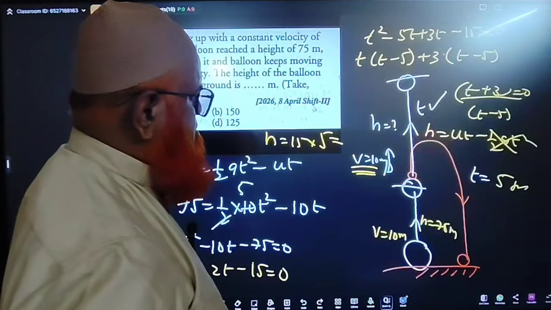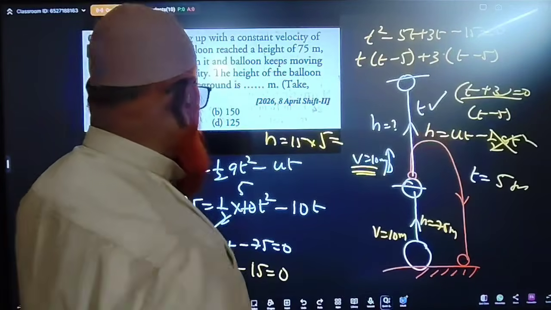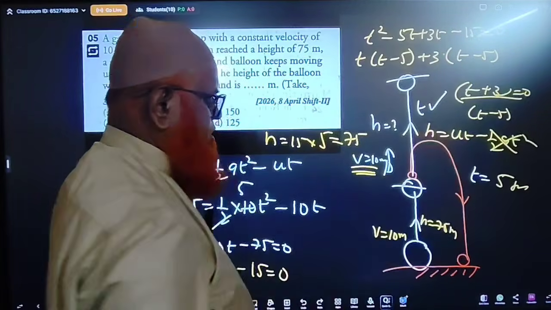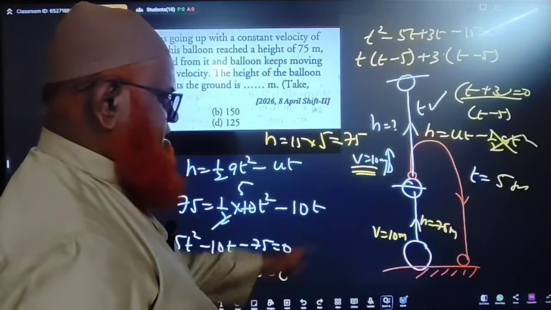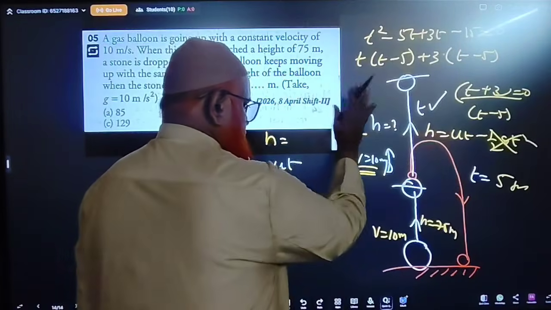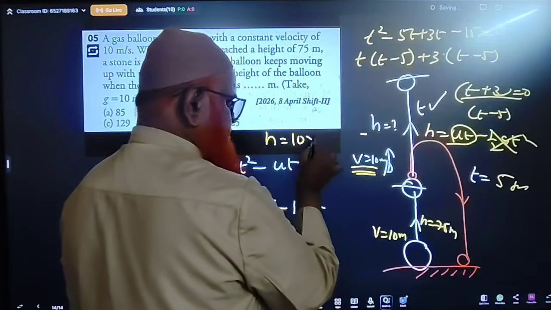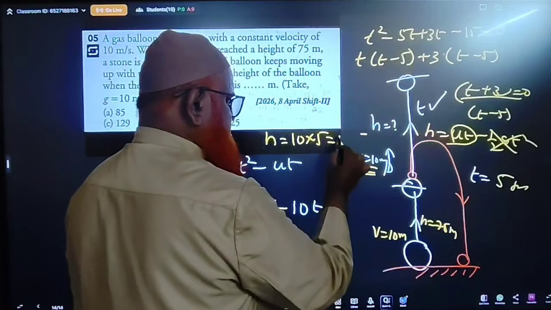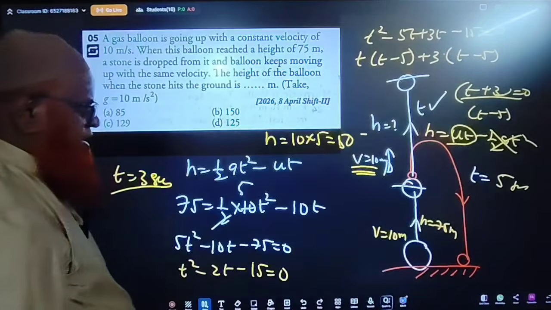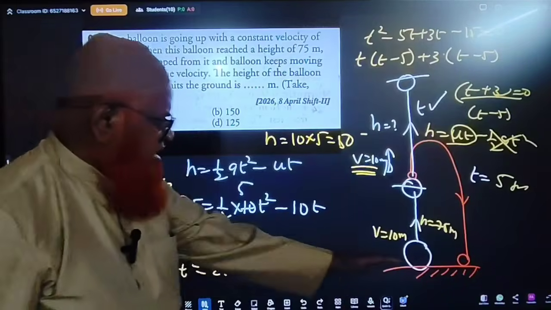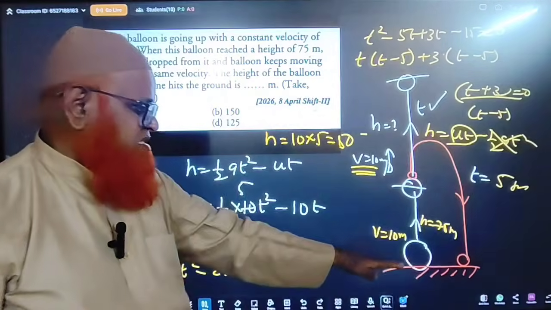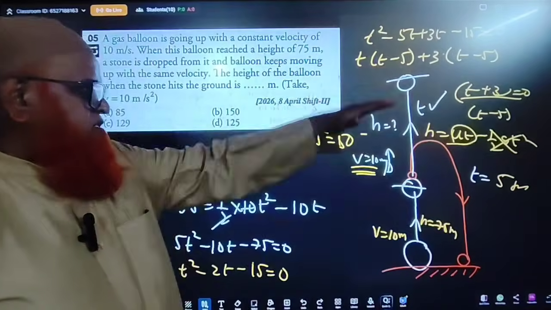What is your answer? 75. Okay, sorry, it is 50, right? What is the velocity? H is equal to u into t. So what is this? 10 into t is 5. So how much is it? 50. So 50 means from the ground, how much height has it reached? This is 75 and this is 50.